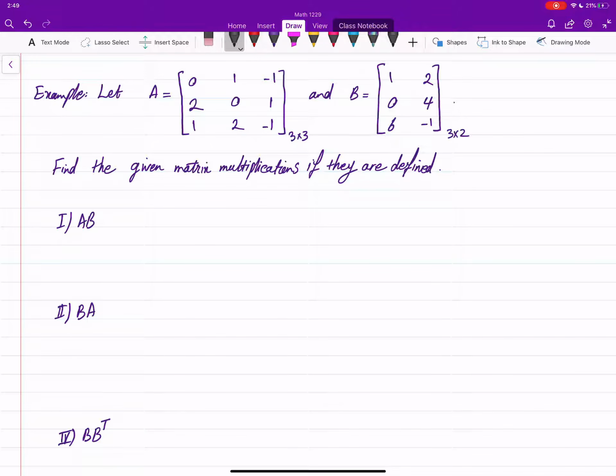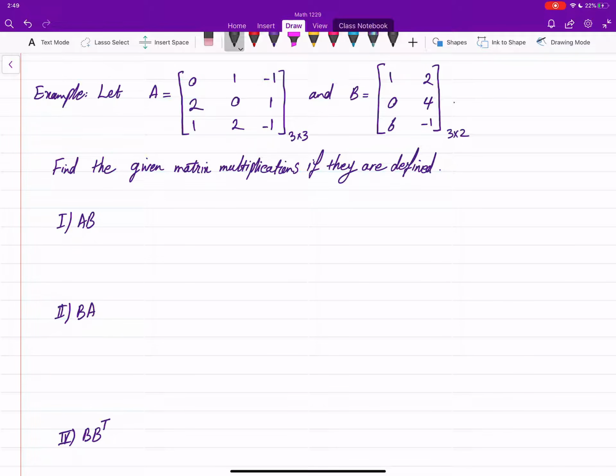Hi, in this video we will do more examples for the matrix multiplication. And well, if the matrix multiplication is given, we will find the entries. A and B are given. A is a 3 by 3 matrix, B is a 3 by 2 matrix. Then we go ahead and try to see if AB is defined or not.